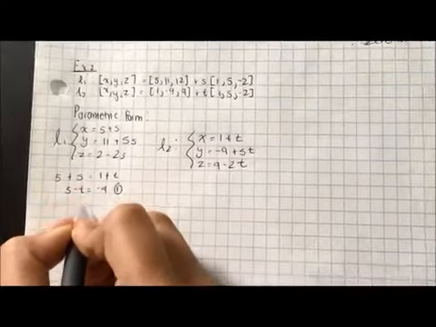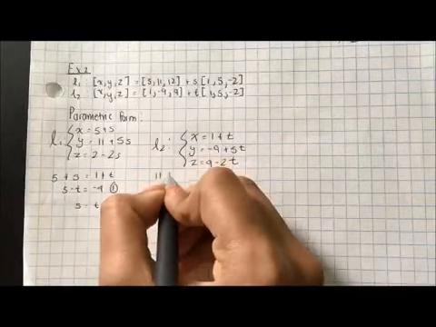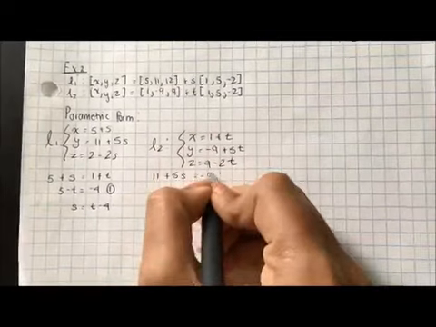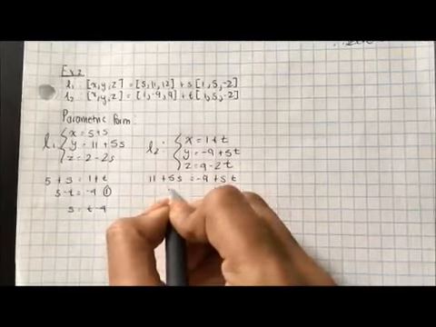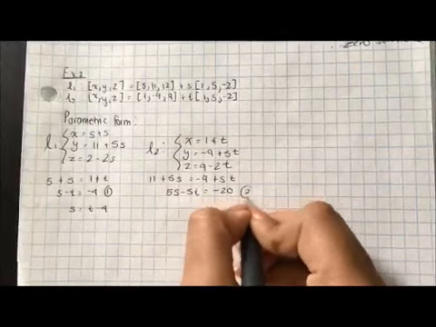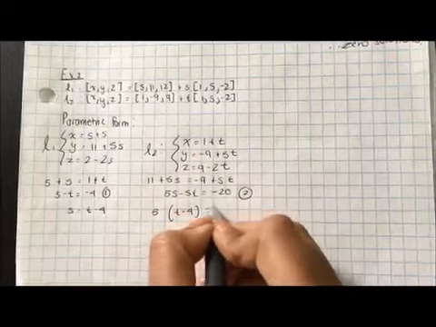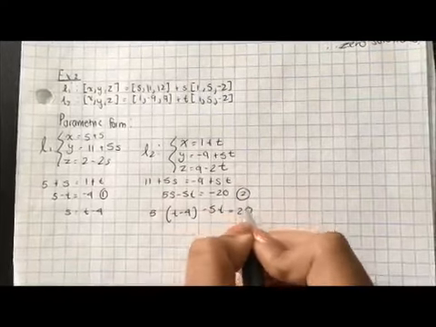Then 11 plus 5s equals negative 9 plus 5t, which is 5s minus 5t equals negative 20, which is your second equation. And 2 minus 2s equals 9 minus 2t, which is 2s minus 2t equals 7, which is your third equation. So you arrange equation 1 to isolate s, so s equals t minus 4.